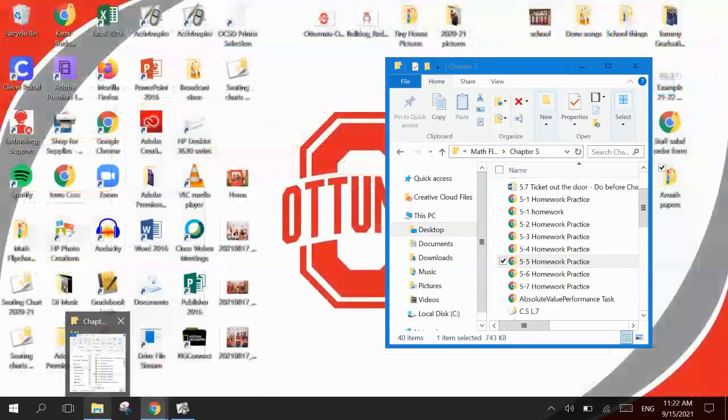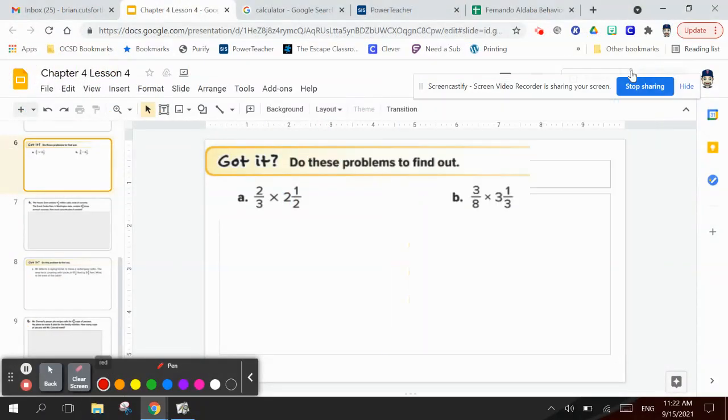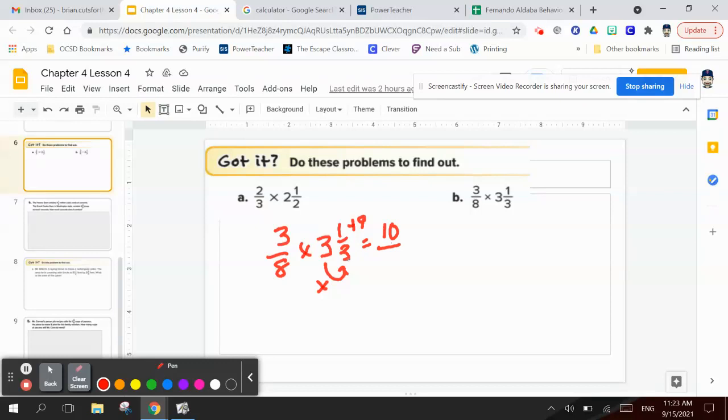Let's look at letter B. 3/8 times 3 1/3. Again, change my mixed number to an improper fraction. 3 times 3 is 9, so I add that to my numerator. 1 plus 9 is 10. 3 is my denominator, it stays the same.